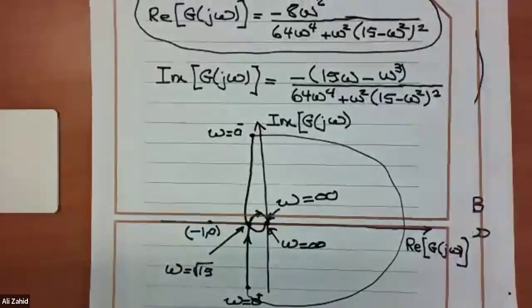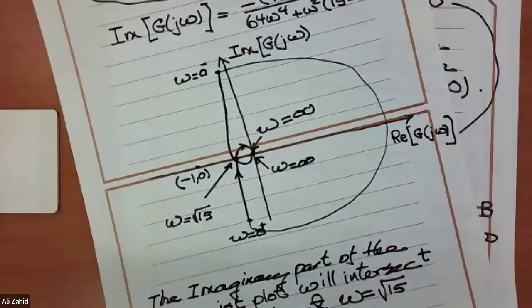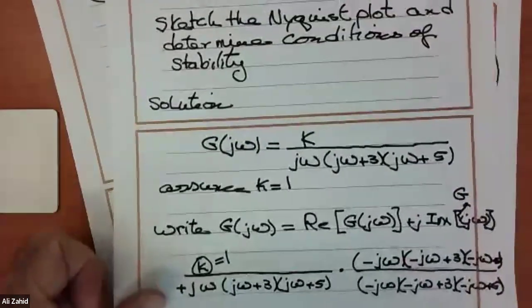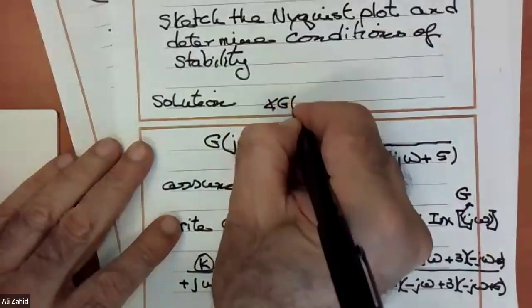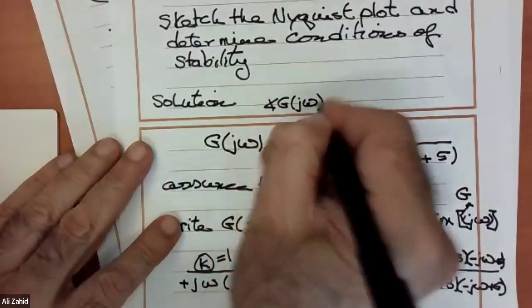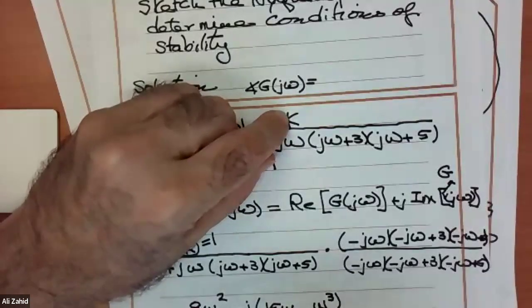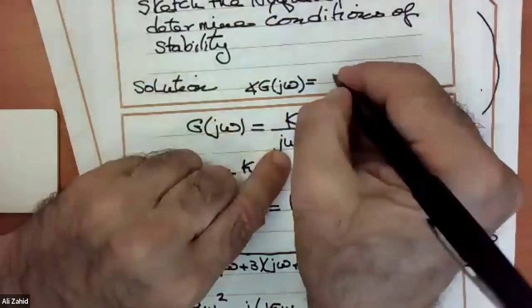What is the phase, by the way? Can you tell me what is the phase of G of j omega? I'm still waiting. What is the phase of the numerator? K is positive, so it's 0.